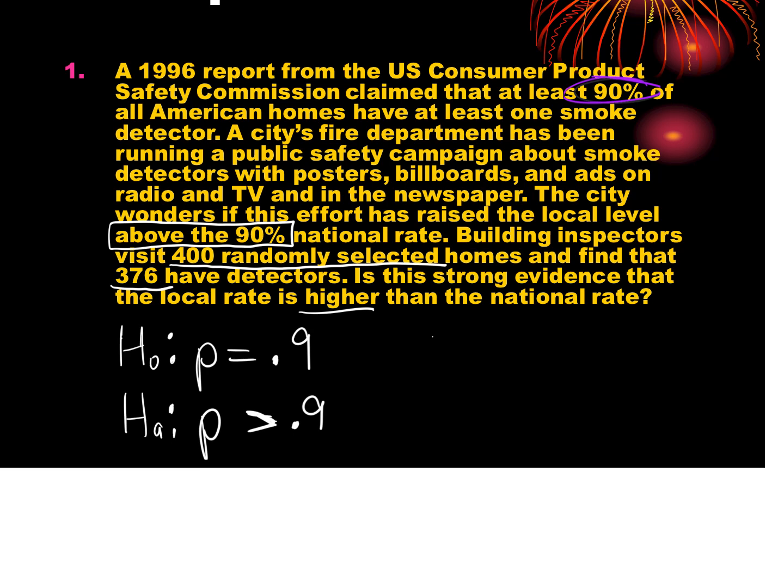These numbers should always be the same. I never change these numbers. It's 0.9, 0.9. The only thing that's changing is the null hypothesis is equal. The alternative is either greater than, less than, or not equal to. Then we'll check our conditions. Well, what do we have? P hat is equal to 376 out of 400. So that means N is 400, right? 94%.